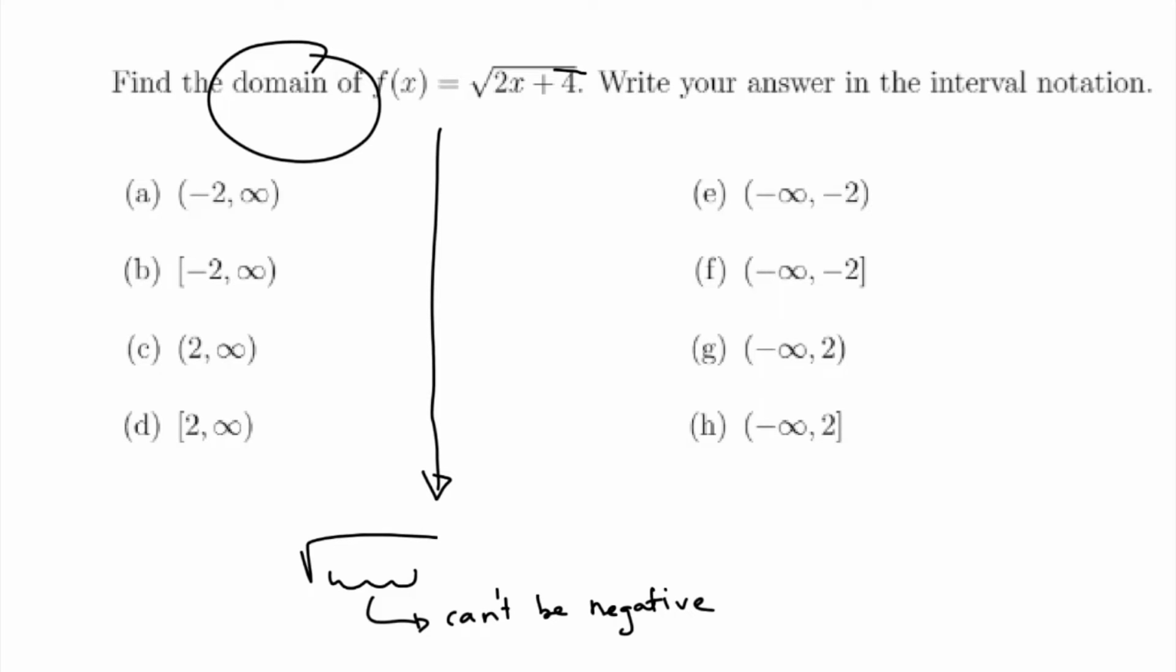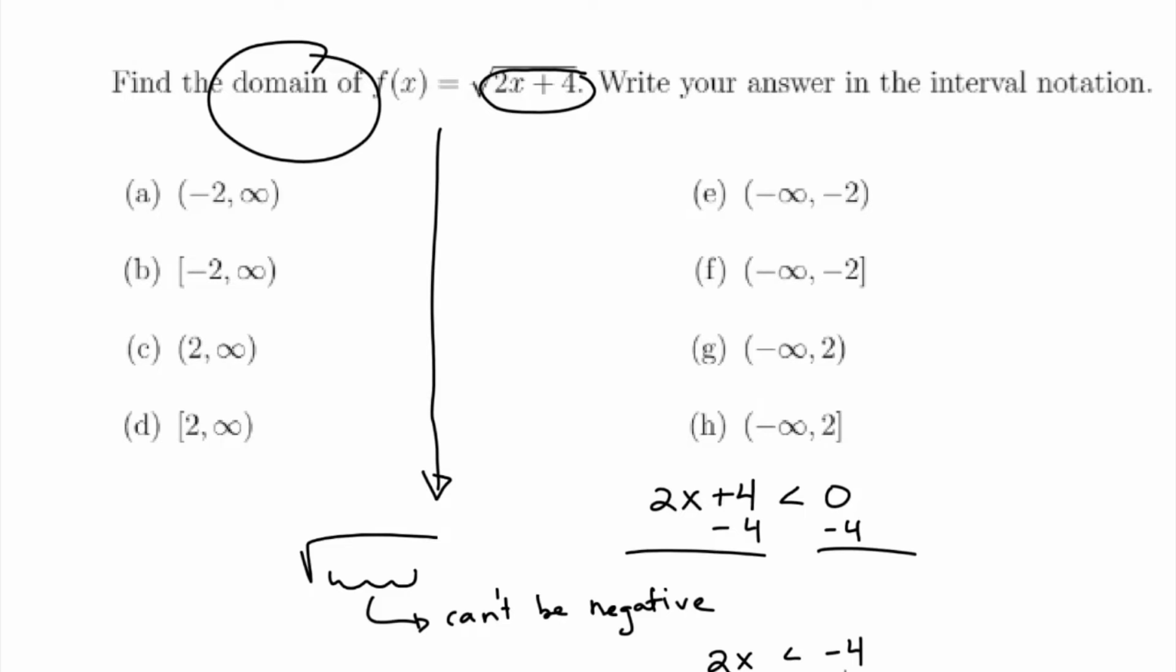So that means I'm going to take everything under the square root, 2x plus 4, and I'm going to see when is it less than 0 because that's where I have a problem. So now I need to solve using algebra. I got to get x by itself. We need to subtract 4 from both sides. 2x less than negative 4. Okay, I'm going to divide both sides by 2. And we get x is less than negative 2. So this is where we have a problem when x is less than negative 2.